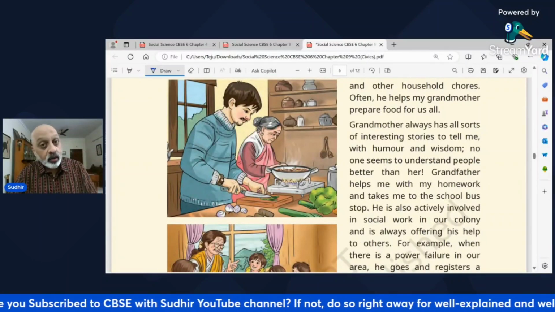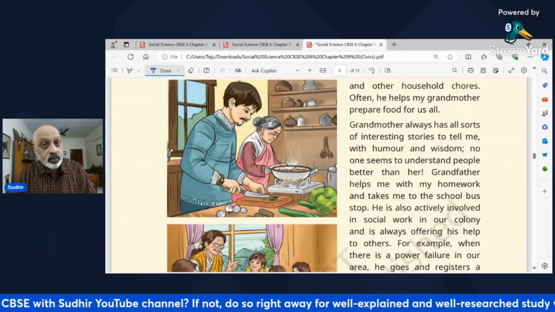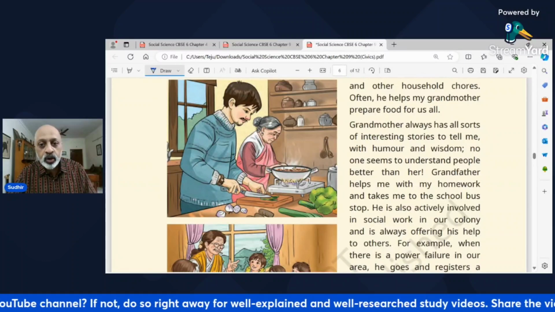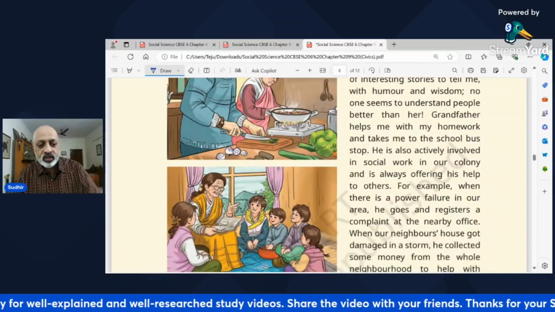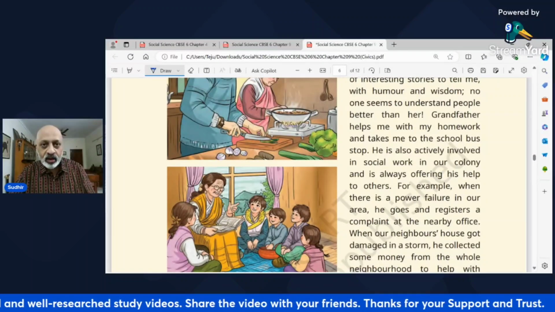So the grandmother is also there. So he helps the grandmother, that is his mother, in preparing food. Now, grandmother has a lot of interesting stories to tell, as is obvious in this particular illustration. And they are full of humor.